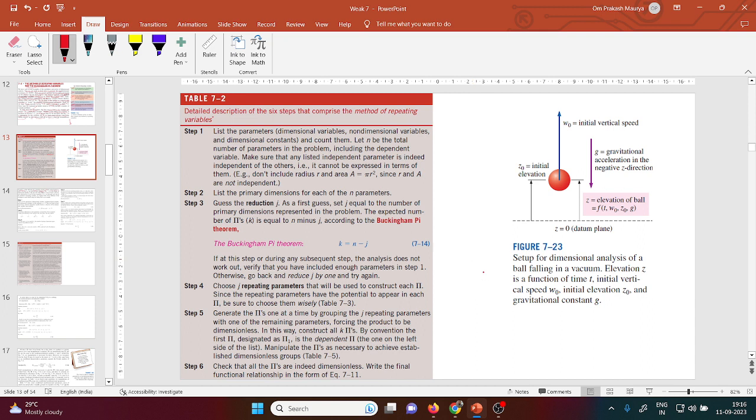Now I am writing something visible. Yes, sir, now it is visible. Oh, but in full screen mode, I think it is not visible. Yeah, so this is not visible. The question: one ball is falling, right? One ball is falling, and this is the initial elevation.